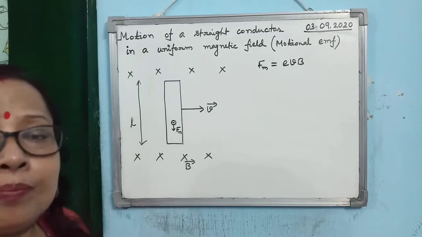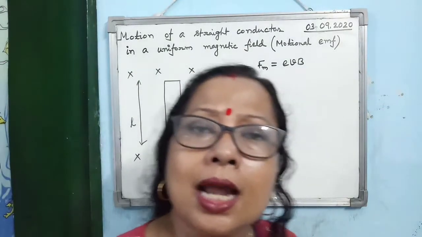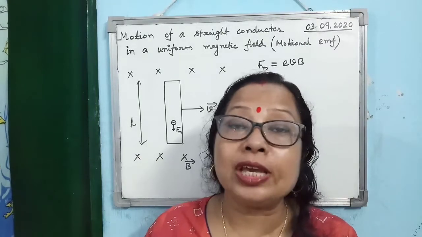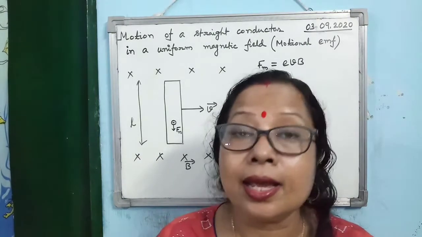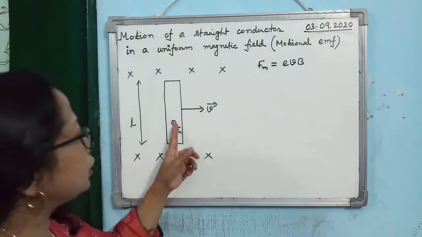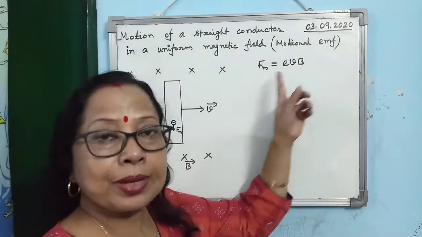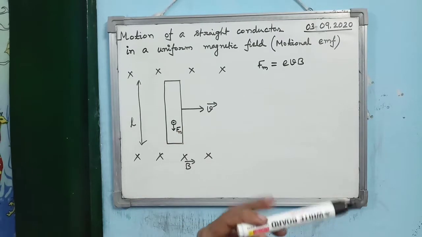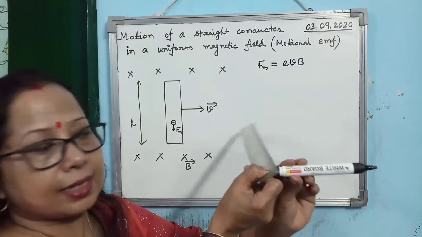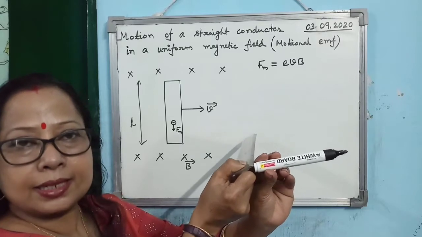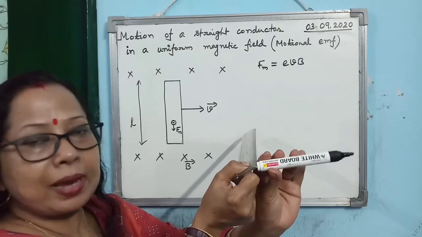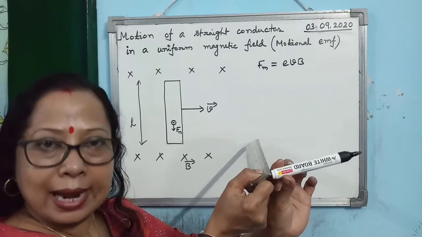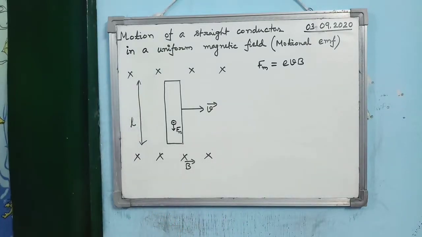So they will experience the Lorentz force, and you know what the Lorentz force is given by: QVB sin theta. Here Q is the charge of the electron, so e. Now look at it. V is in this direction and B is in this direction. The scale is representing the direction of B and the pen is representing the direction of V. So what is the angle between them? 90 degrees, and sine 90 degrees is 1.